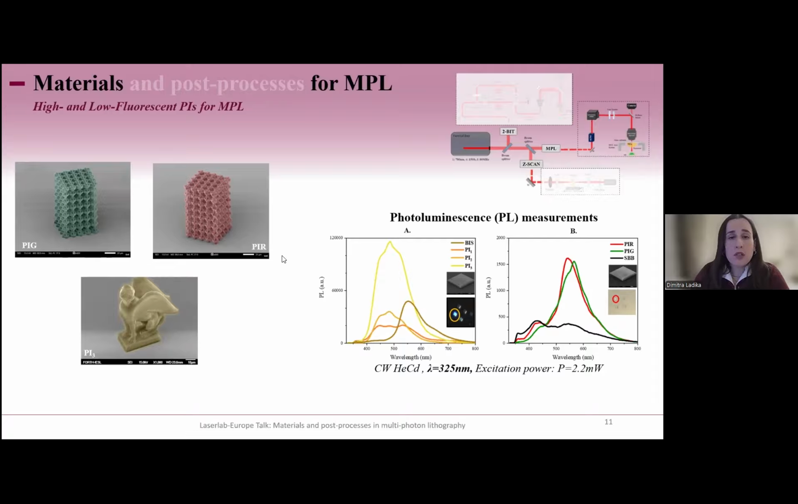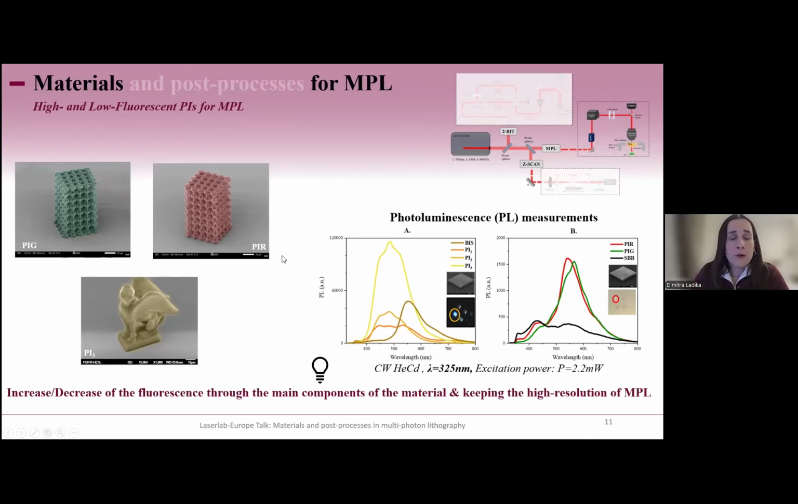What is interesting actually is that we prove that we can increase or decrease the fluorescence through altering the main components. So actually we can functionalize the material itself by changing its standard components. And at the same time, we observe that the fluorescence is not hindering the quality of the polymerization.